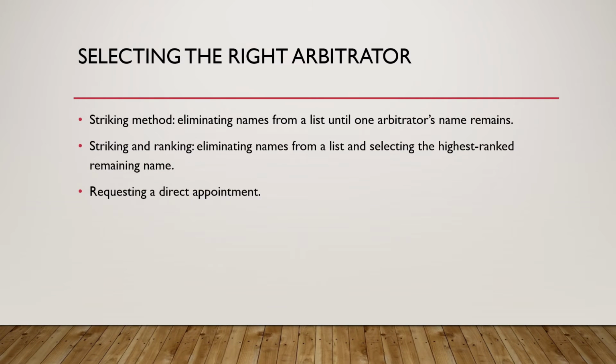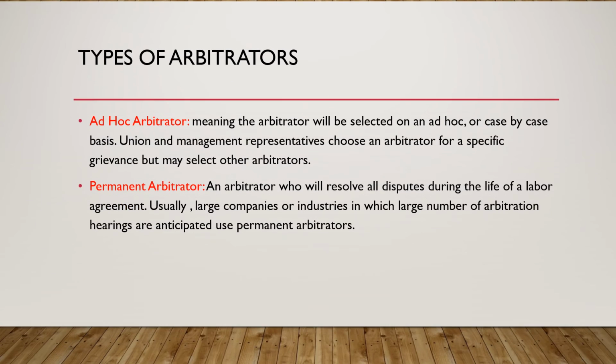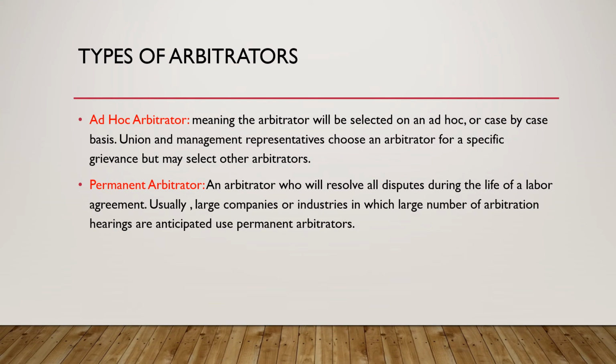Selecting the right arbitrator. The striking method would be eliminating names from a list until one arbitrator's name remains. Striking and ranking is eliminating names from lists and selecting the highest ranked remaining name. Third would be requesting a direct appointment. Types of arbitrators are ad hoc arbitrators and permanent arbitrators.